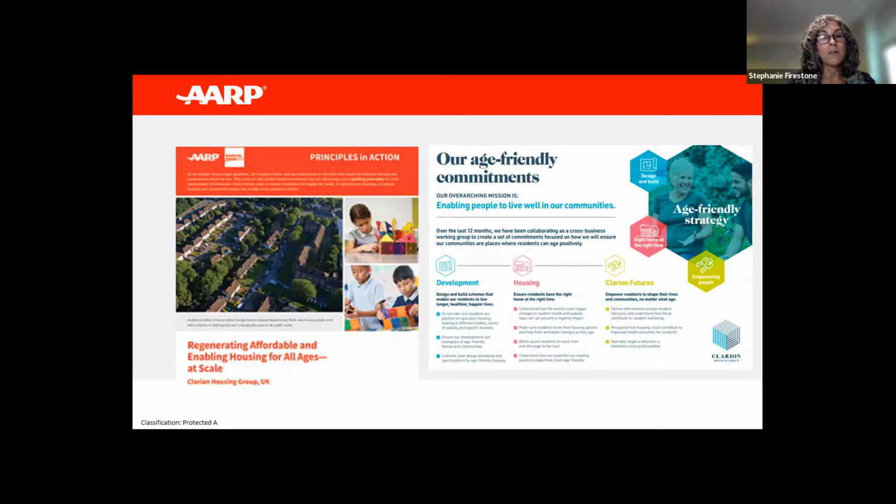The key points of their strategy are to ensure their developments are exemplars of age-friendly homes and communities, to cultivate clear design standards and specifications for age-friendly housing, to ensure residents have the right home at the right time, again, that right sizing, including making sure that they know their housing options and helping them anticipate changes as they age, delivering interventions across resident life cycles and understanding how these contribute to residents' well-being, and then targeting reductions in loneliness and isolation. So last page, please.